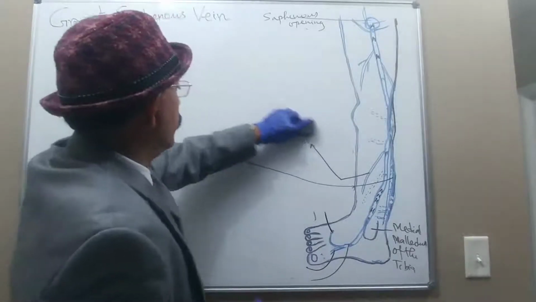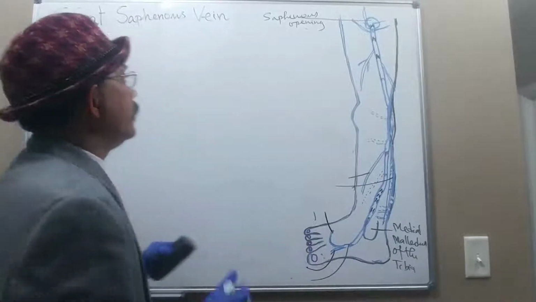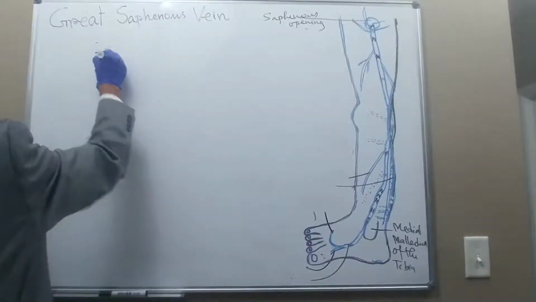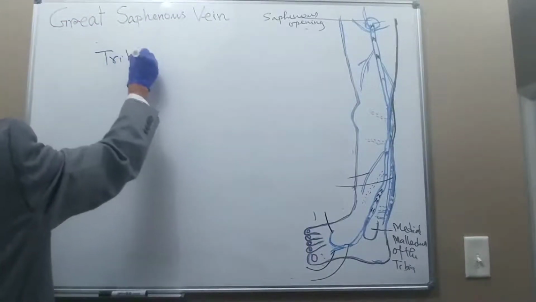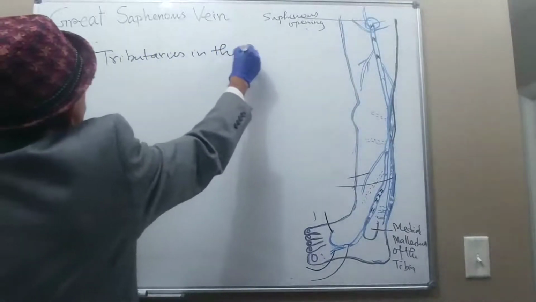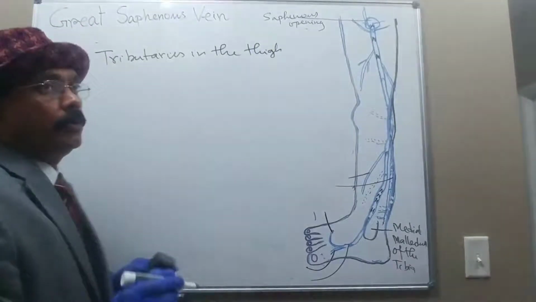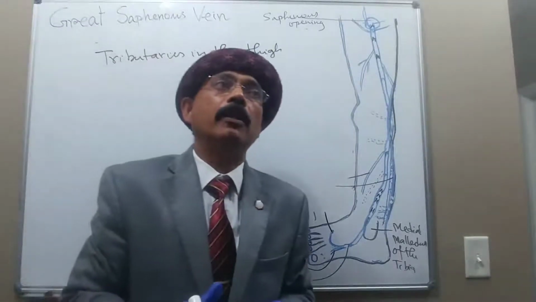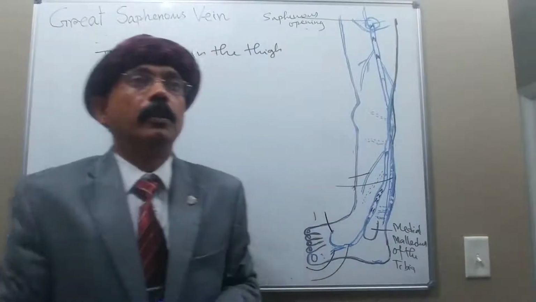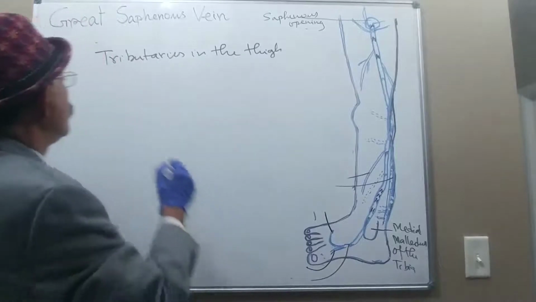We got that. Now we'll go to the tributaries in the thigh. Tributaries in the thigh. In the thigh, we have one anterolateral tributary. Okay, that is called anterior cutaneous vein of the thigh.